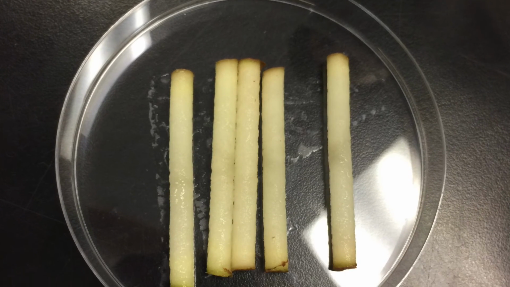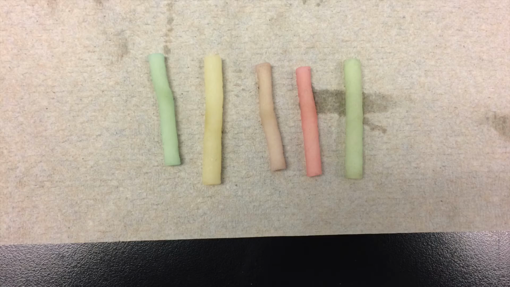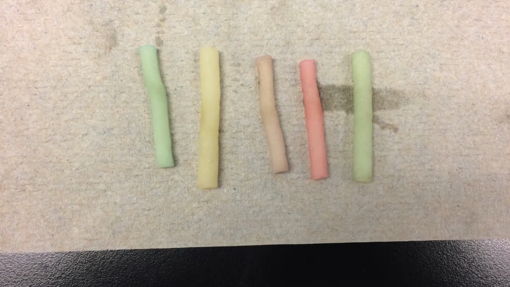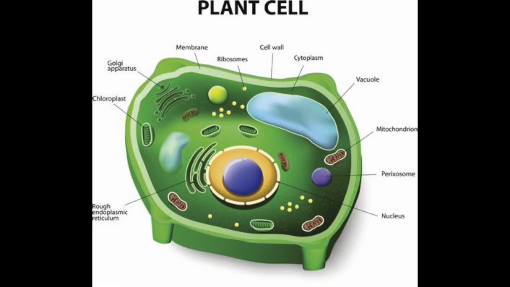The solution with the water potential closest to a plant cell is the solution with a concentration of 1 mole. This is because plant cells usually have a low water potential, which means it would have to have a large number. The water potential for the 1 mole solution was negative 24.5976, which would mean that the solution had a really low water potential, similar to a plant.